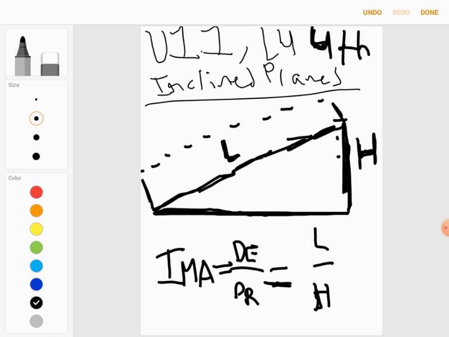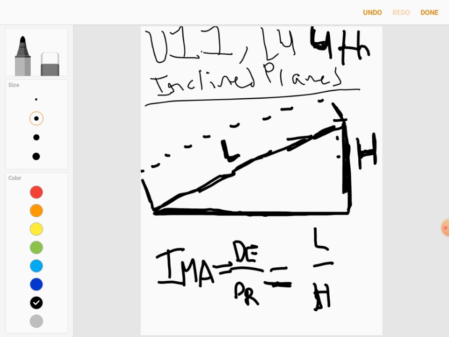If you'll notice in the next video, lesson 5, that's the same formula for the IMA as a wedge, but the L and H are at different sides of the triangle for a wedge. So don't get confused about that. So that is how you would solve for IMA.